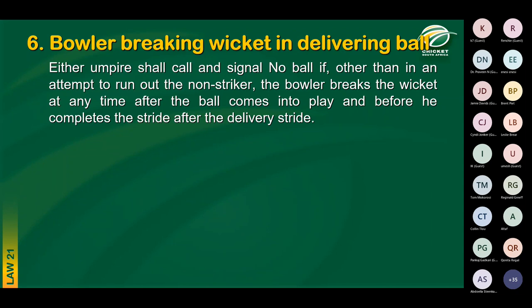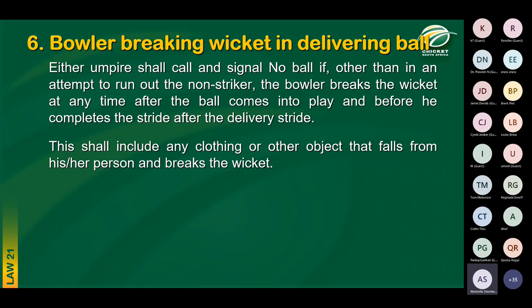Also, if the bowler, and sometimes you do find bowlers wearing a towel to maybe dry the hands or dry the ball, the law tells us that if any clothing or other object falls from the bowler and this clothing or object breaks the wicket, either umpire is also to call and signal no ball.